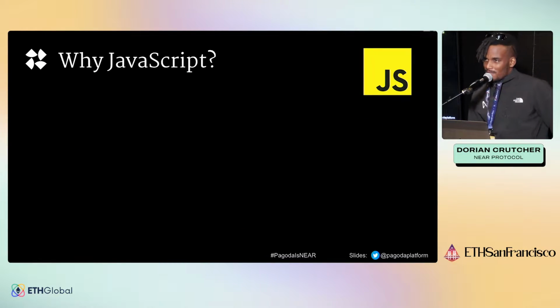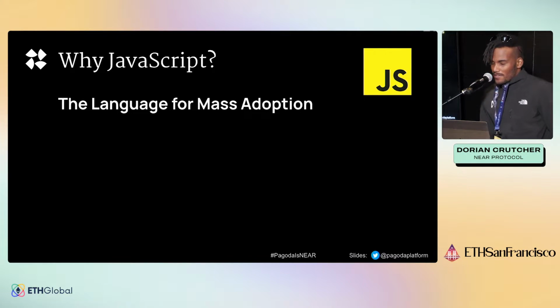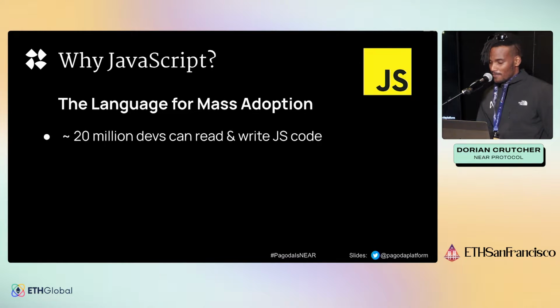So why JavaScript? Why JavaScript as one of our smart contract languages? Well, we believe that JavaScript is the language of mass adoption. Currently, there are around 20 million developers that can read and write JavaScript code.